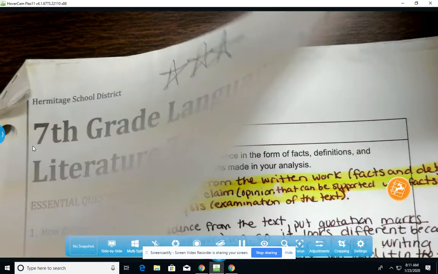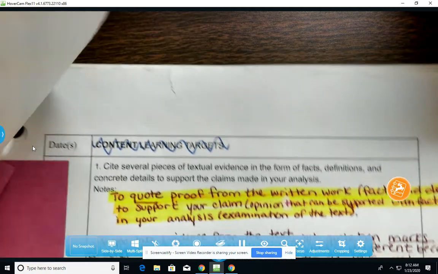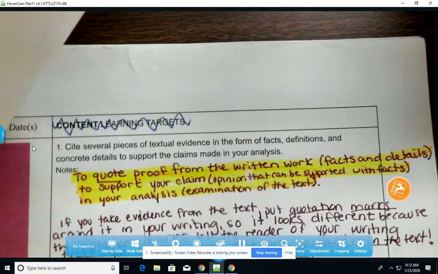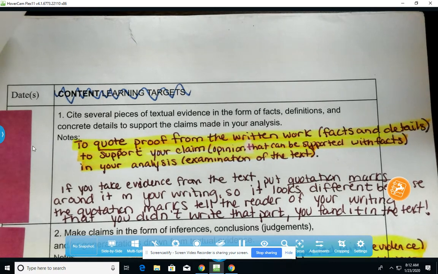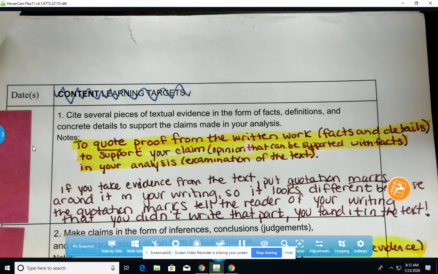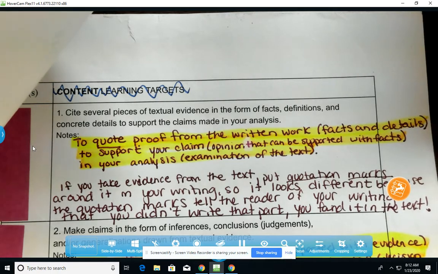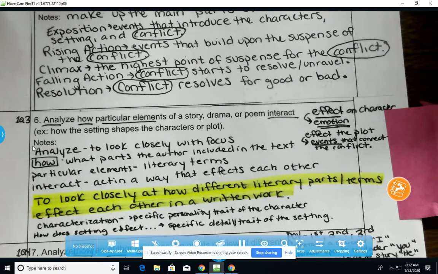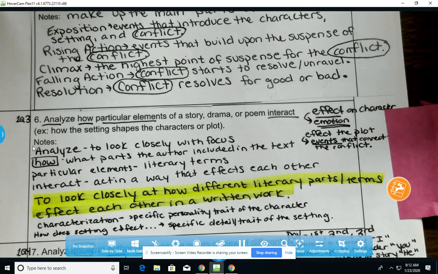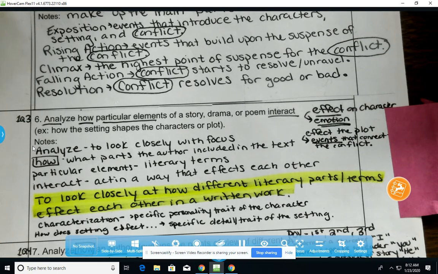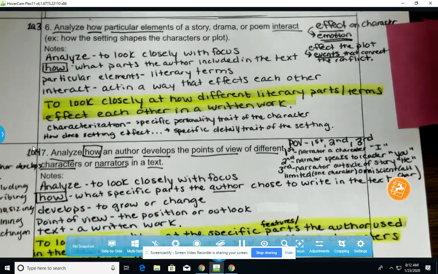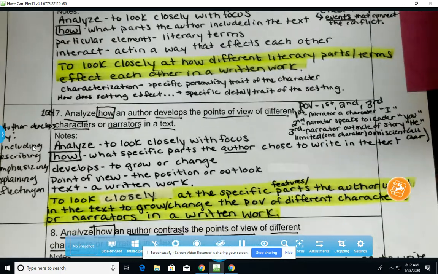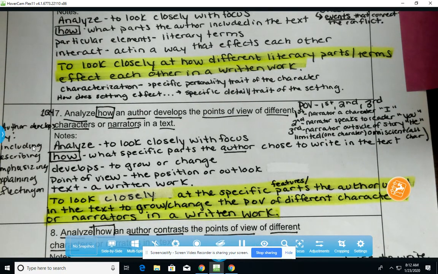As we do this phase of reading, we are focusing on multiple targets. First, we'll be focusing on learning target number 1, to cite a piece of text evidence from the passage. Please make sure you use direct quotes as you cite that piece of text evidence. We're also focusing on learning target number 6, to analyze how, in this case, the point of view interacts with the theme. We're also going to be focusing on learning target number 7, as we look at the point of view used by the author. So we are going to analyze how the author develops the point of view of, in this case, the narrator in the text.